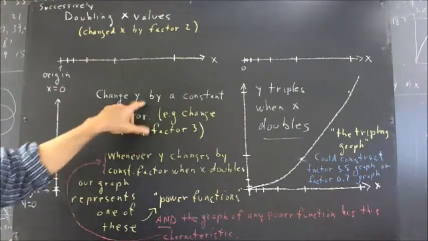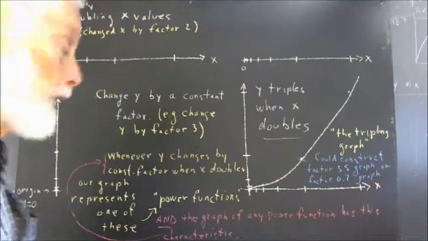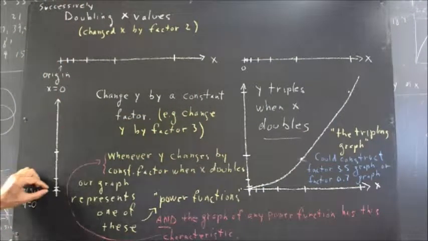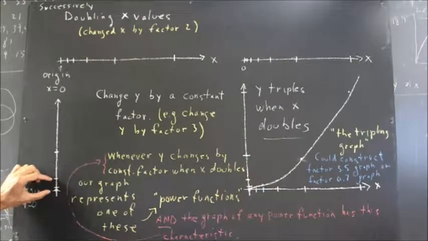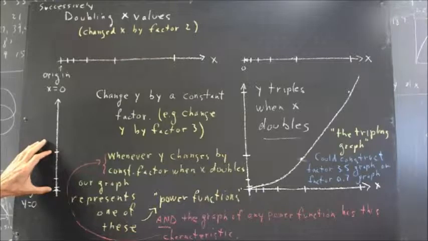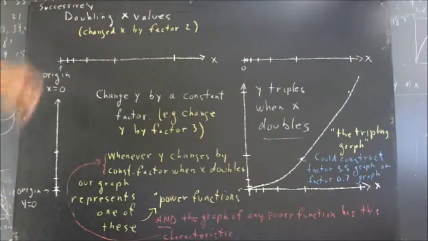Here we want to change y by a constant factor, and for example, we're going to change y by factor 3. So we start with a y value, and we triple it. So is this distance 3 times this distance? It looks like maybe I went a little too far, but it's not implausible. Okay? And this distance, if this distance is 100, is this distance 300?